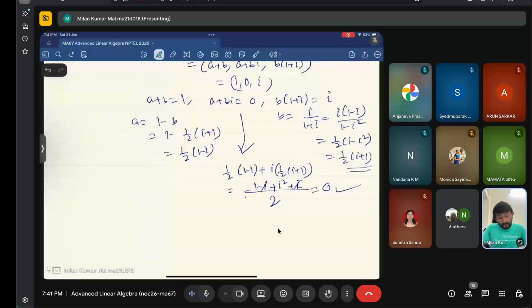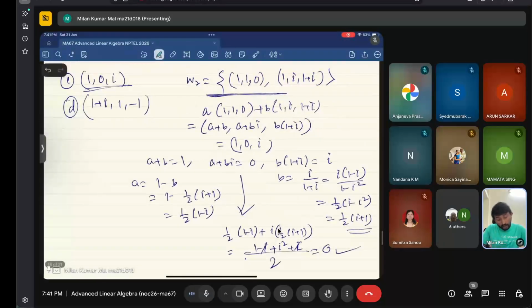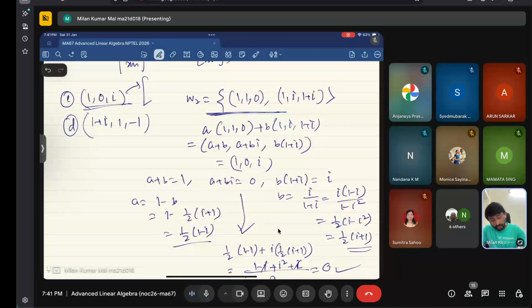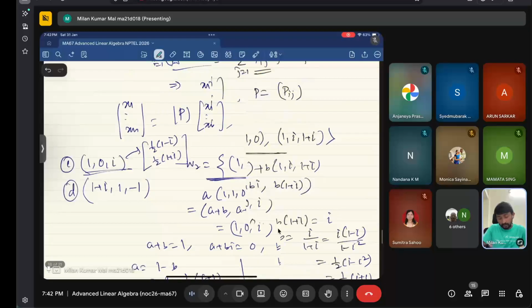So that means we have to take a is equals to 1 by 2 (1 minus i), and b is equals to 1 by 2 (1 plus i). So the coordinate vector is actually 1 by 2 (1 minus i), another is 1 by 2 (1 plus i). This is the coordinate vector. So the third option is actually correct, 1 by 2 (1 plus i). This option is correct.